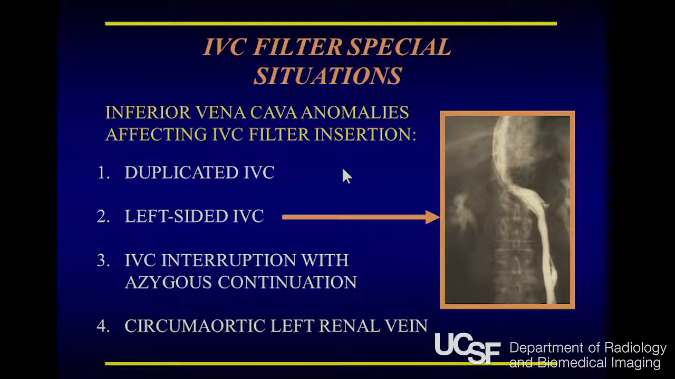But the anomalies that we're looking for are duplicated IVC and left-sided IVC. All of these would affect filter placement. The lack of an IVC, where the patient may be symptomatic because they don't have an IVC, not so much from a DVT. Circumaortic left renal vein also affects filter placement.